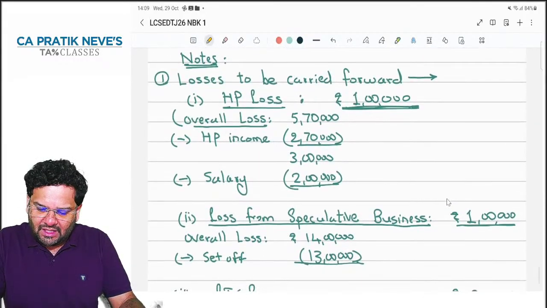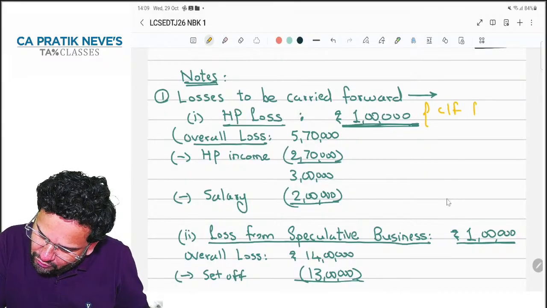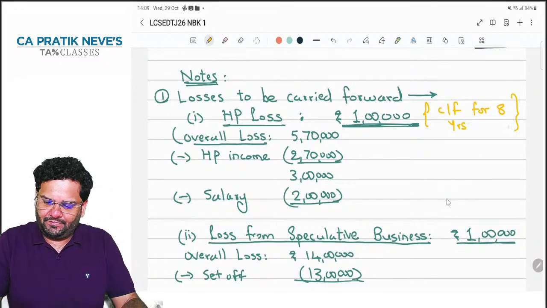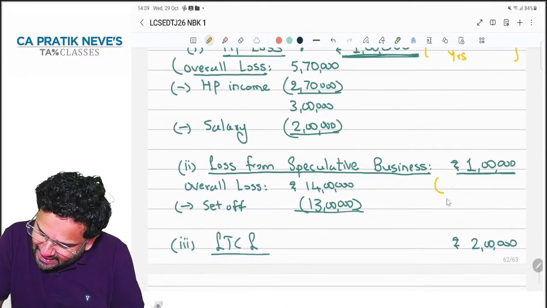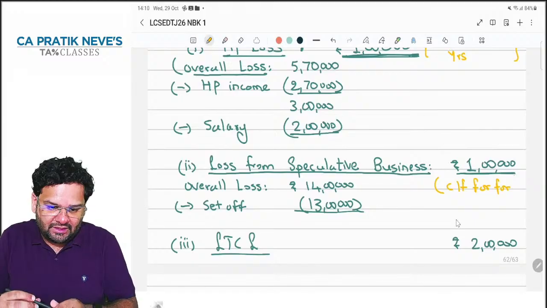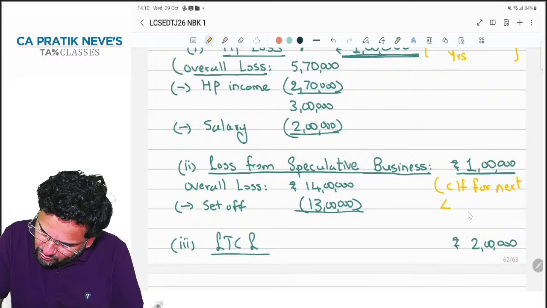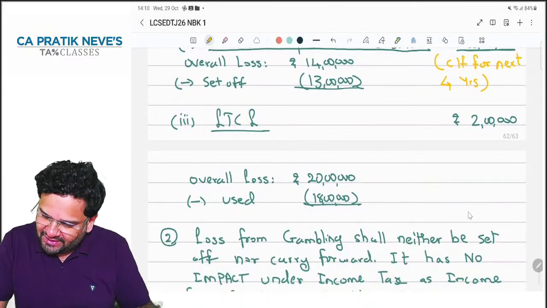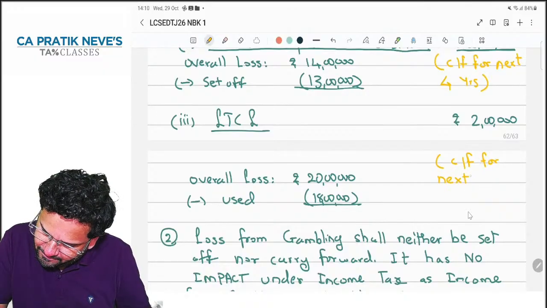So in our example, there was this HP loss. This HP loss can be carried forward for next 8 years. Do you agree? Speculative business loss is there of 1 lakh. This can be carried forward for next how many years? It can be carried forward for next 4 years. And long-term capital loss, it can be carried forward for next how many years? 8 years.